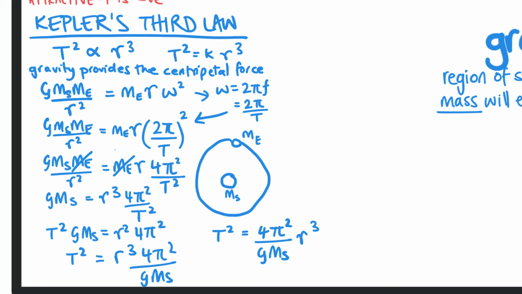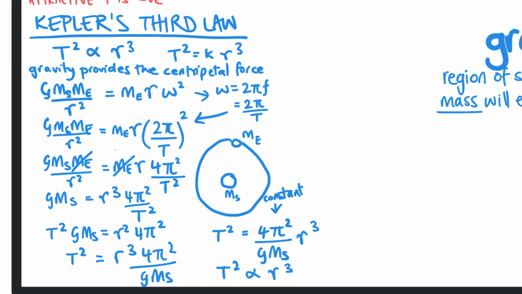Now if we look more closely at these terms, we have 4, which is just a number, which therefore is a constant. We have pi squared. Pi again is just a number, so it's a constant. We have G, which is our gravitational constant. And then we have m_s, which is the mass of the Sun. And in this case, it is a constant. So everything there is indeed a constant. So we have shown that T squared is proportional to r cubed.